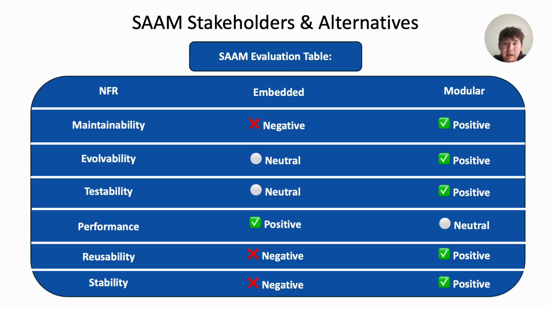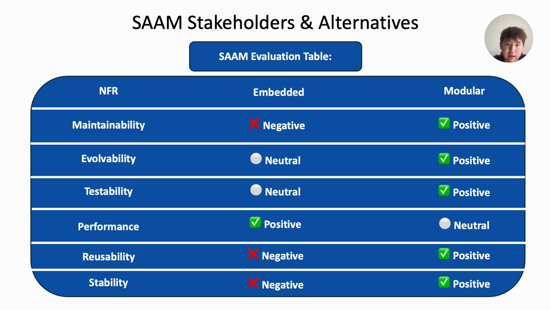Here, we use SAAM to compare how each approach performs across key non-functional requirements. The embedded approach suffers in maintainability, reusability, and stability due to its tight coupling. In contrast, the modular approach performs positively in almost every category, especially in maintainability, testability, and availability. Based on this analysis, we recommend the modular design. It ensures clear separation from the GUI, supports independent development and testing, and aligns better with all stakeholders' needs.